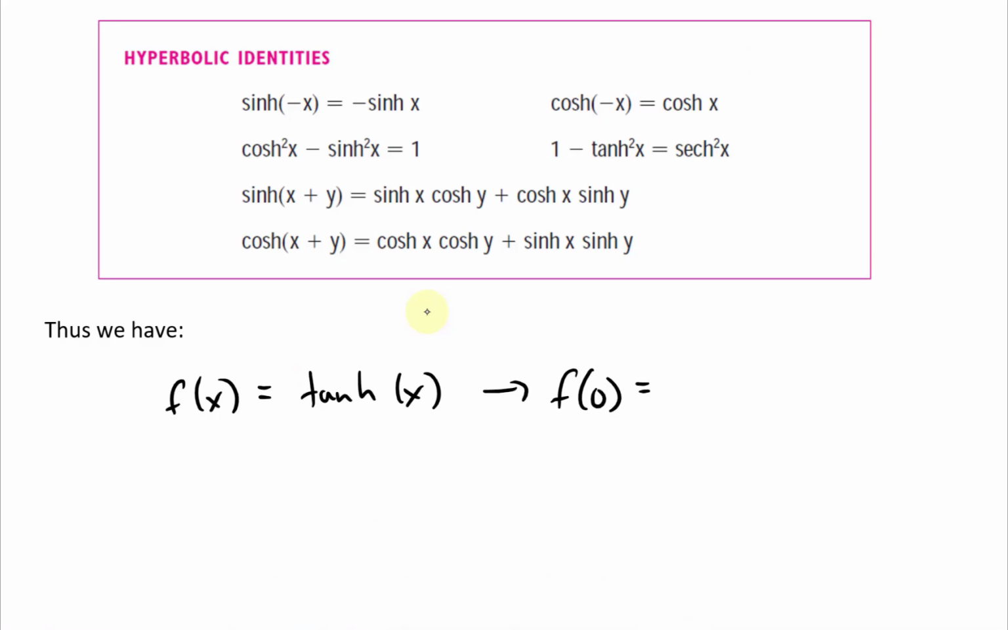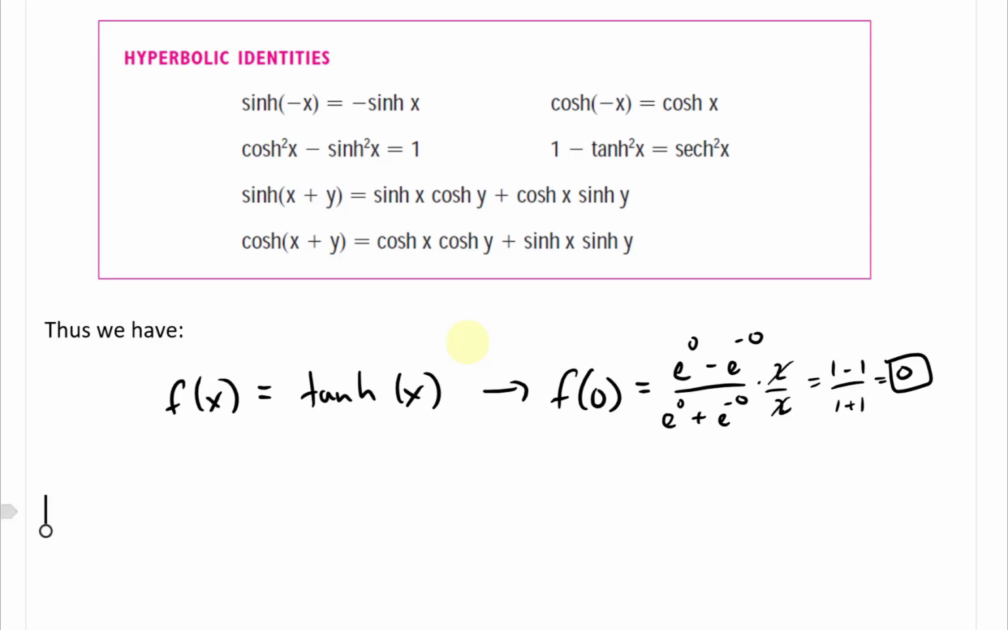This is going to equal e to the 0 minus e to the negative 0 on the top, divided by 2, and then the 2's just cancel. And this one here is going to be e to the 0 plus e to the negative 0. So this is going to be 1 minus 1 at the top, and 1 plus 1 at the bottom, and this is going to be equal to 0. So we have that. So that is equal to 0.